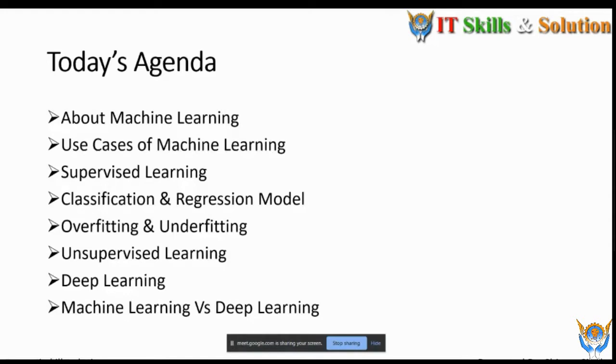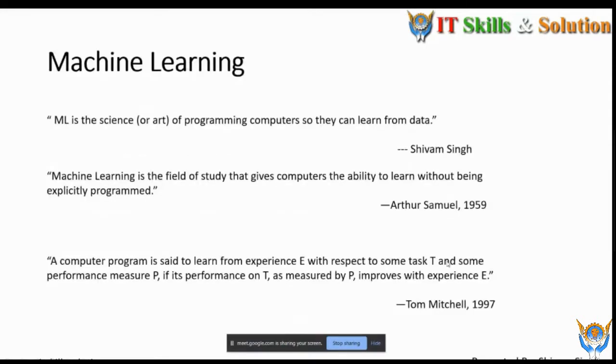So starting with machine learning, what is machine learning? There are some definitions: machine learning is a science, or a kind of art of programming computers so that they can learn from data. One more definition is that machine learning is used to find the patterns in your data. You have a large amount of data, and machine learning finds the patterns in that data. These are a few definitions which I have learned from my experience.